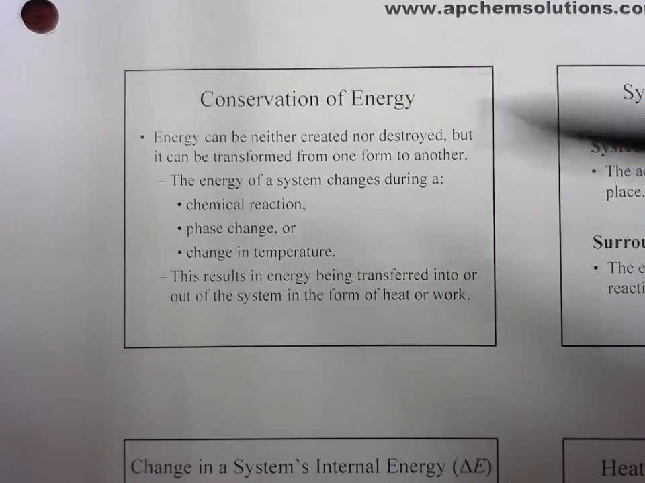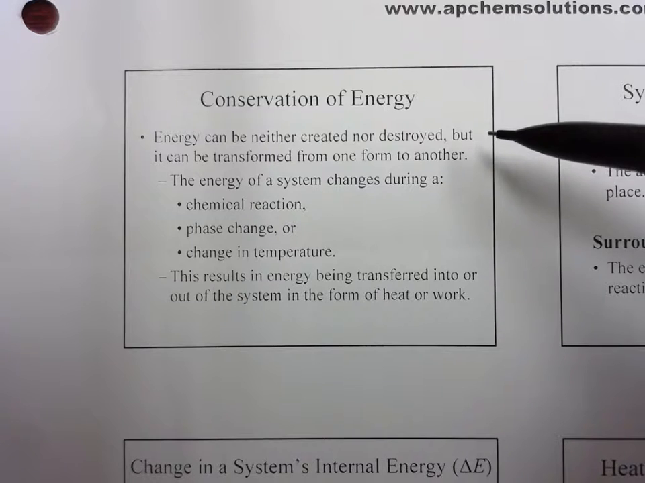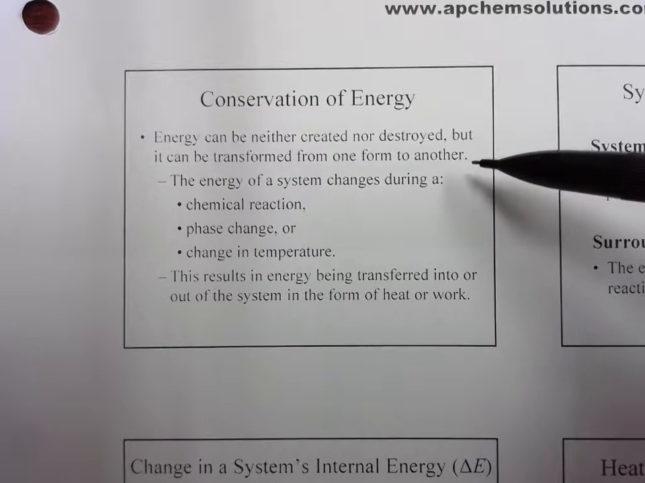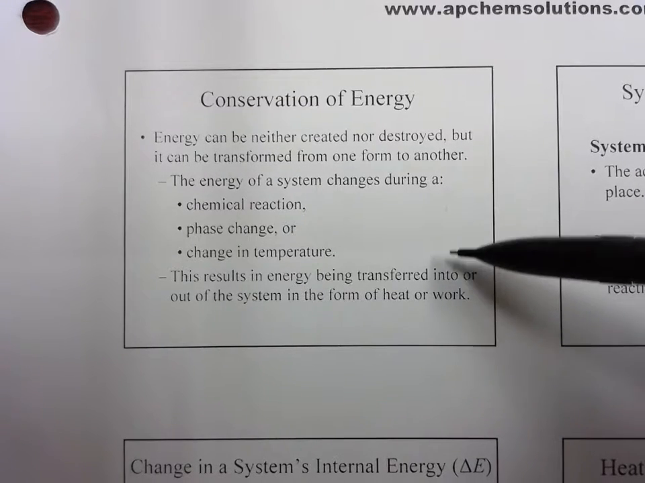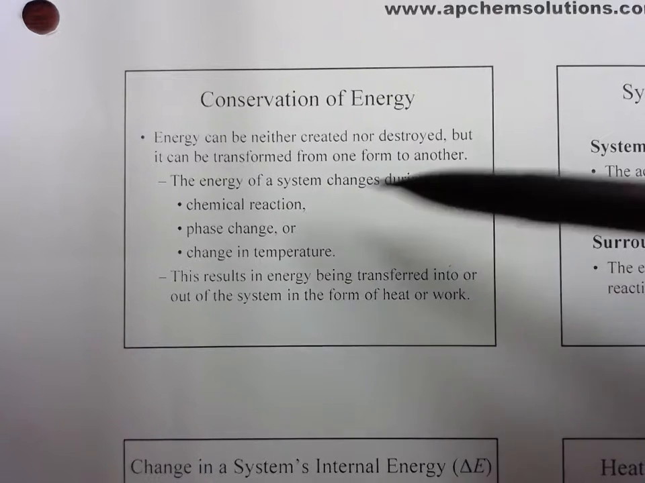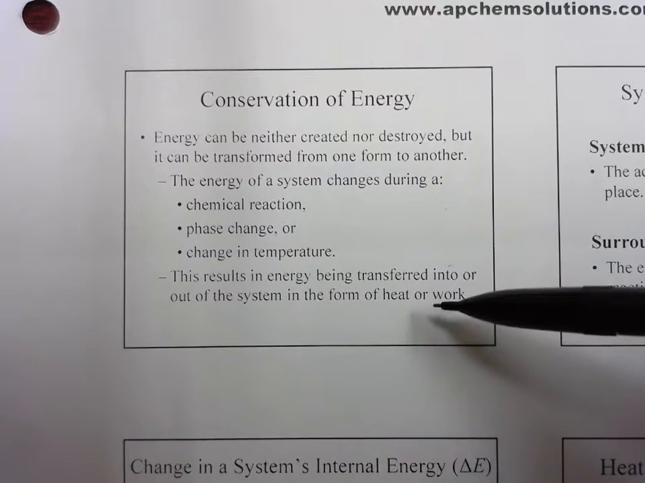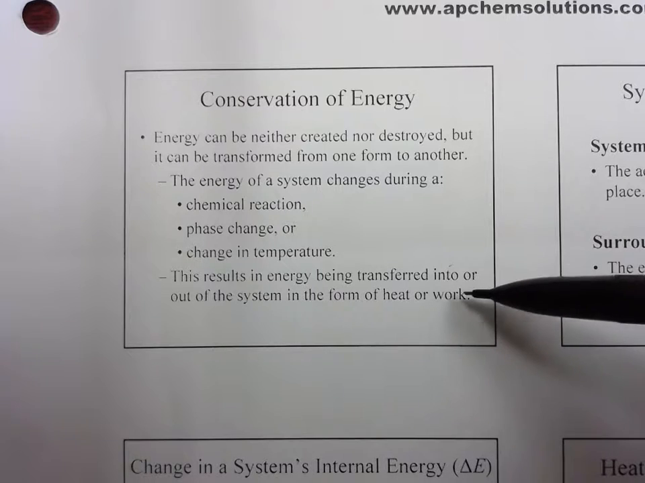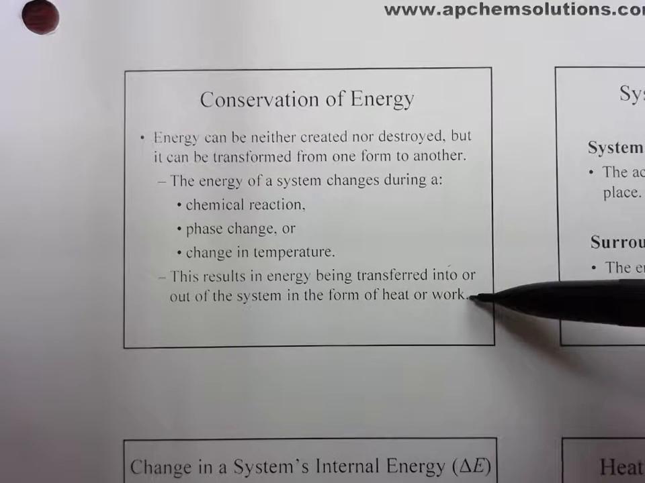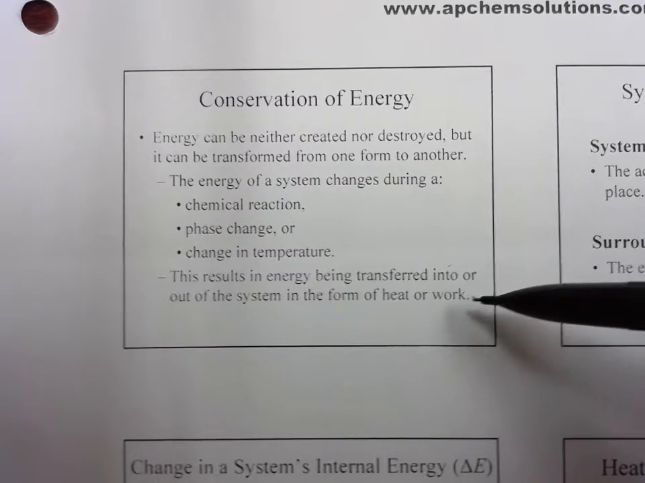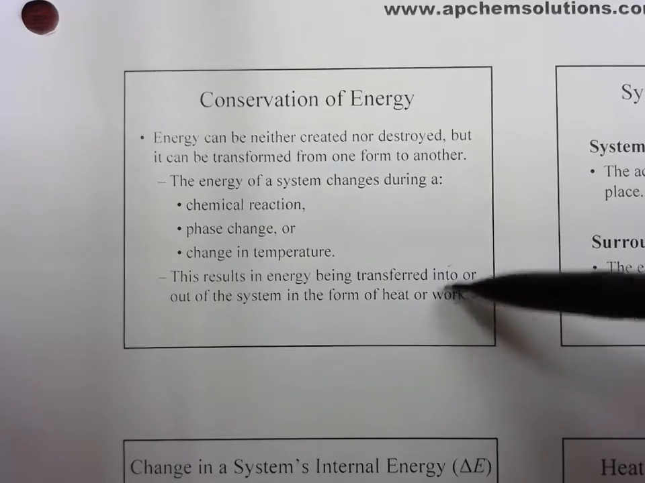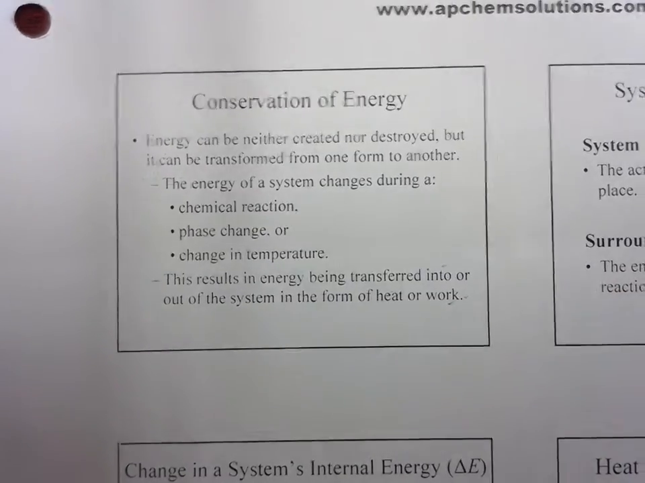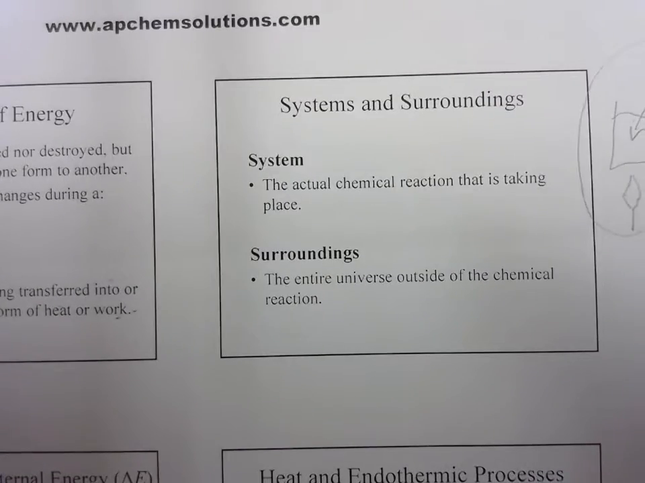So we talk about conservation of energy as energy cannot be created or destroyed, right? But it can be transformed into different types. So energy of a system generally changes because of a chemical reaction, a phase change, a change in temperature, right? All of these things can result in energy being transferred into or out of the system in the form of heat or in the form of work. Okay, so conservation of energy, generally, your energy changes into heat or it changes into some type of work, right? And work is a physics term, which we'll talk about in just a minute in relation to our material.